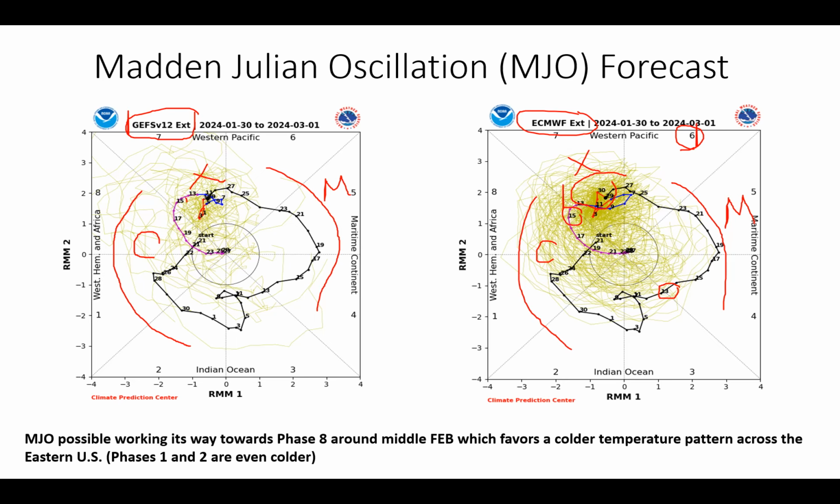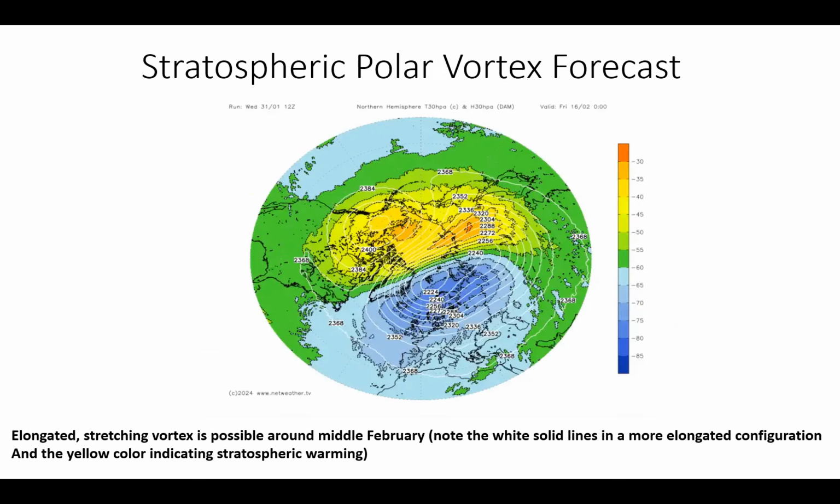See this number 15? In both cases, the MJO rotates into phase 8. Now that's important. Phase 8 is important. It's going to give us colder temperatures. It's going to favor colder temperatures in the eastern U.S.